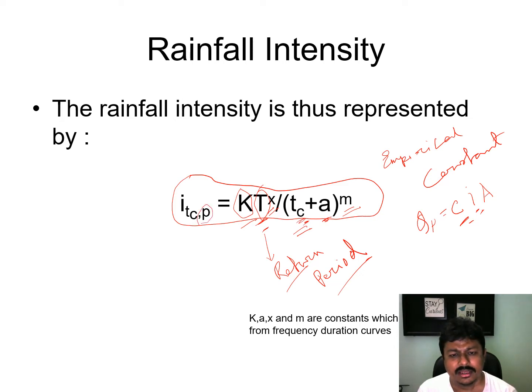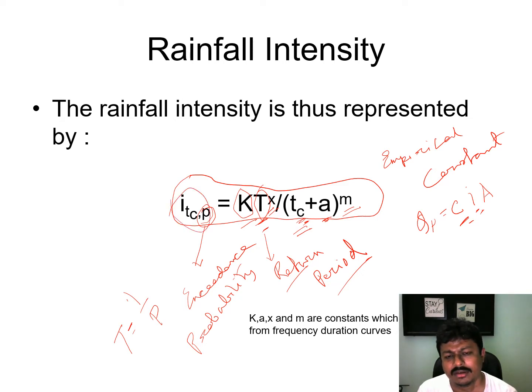This P indicates the exceedance probability, which is actually the inverse of the return period. So if the probability is low, return period is high. If the probability is high, return period is low. So always rainfall intensity is calculated based on a specific return period and time of concentration.